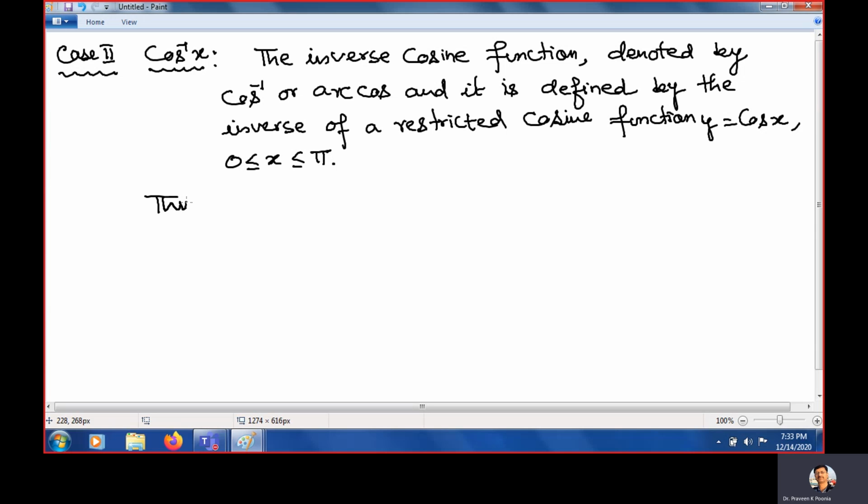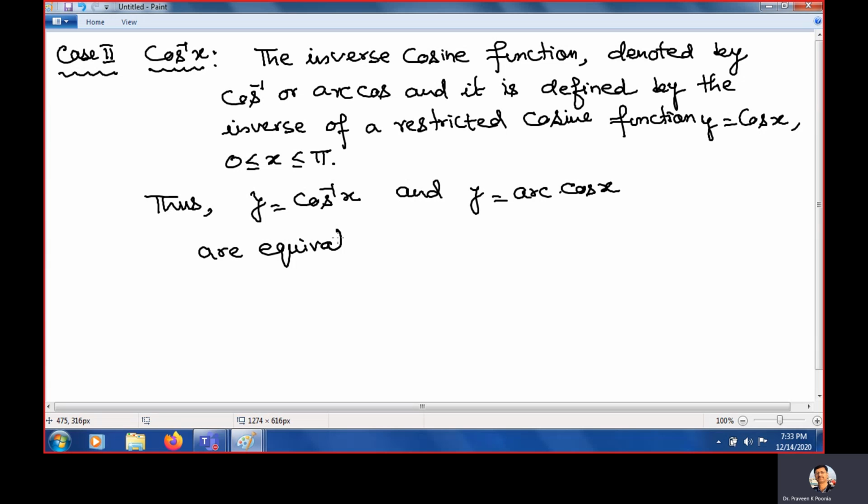Thus, y is equal to cos inverse x and y is equal to arc cos x, they are both the same thing. Are equivalent to cos y equal to x, because if you shift cos inverse to this side, it will be cos y.